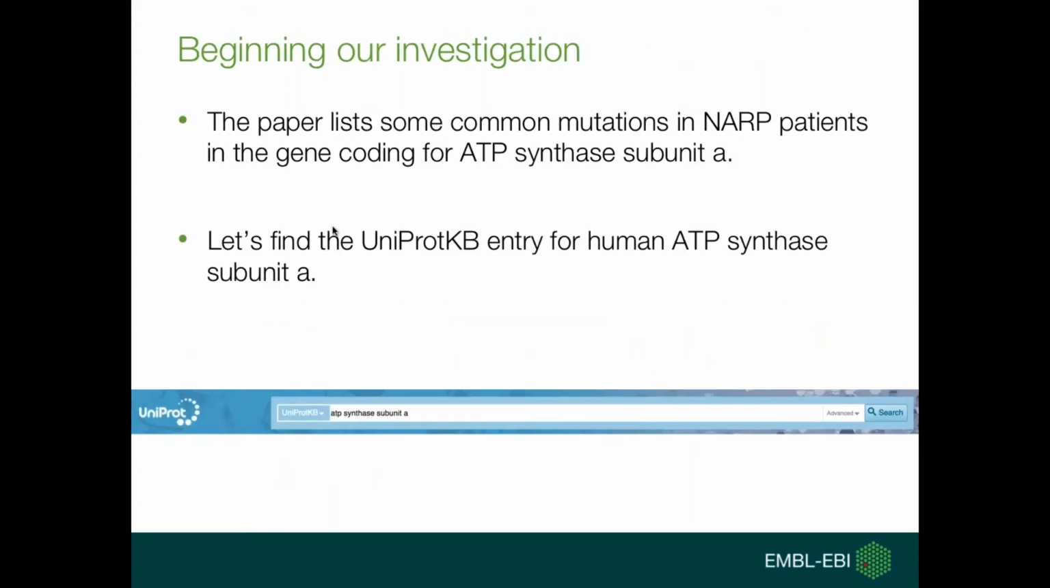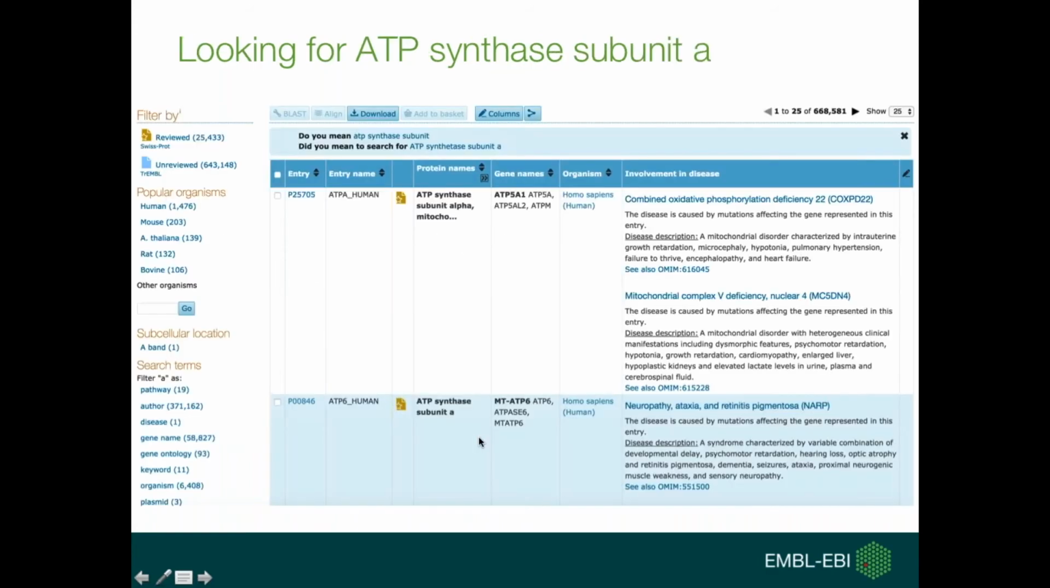So we start by looking at the protein, the human protein that we are looking for a model for. So the paper lists some common mutations in the NARP patients in a gene encoding for a protein called ATP synthase subunit A. So this is a protein they've identified as being involved in the disease NARP that we're looking at. So we start first by looking for the human protein that is mentioned here, and I do that by just searching for ATP synthase subunit A in the UniProt knowledge base search bar right there, as you can see in the screenshot. So it brings me to a search results page that looks like this.